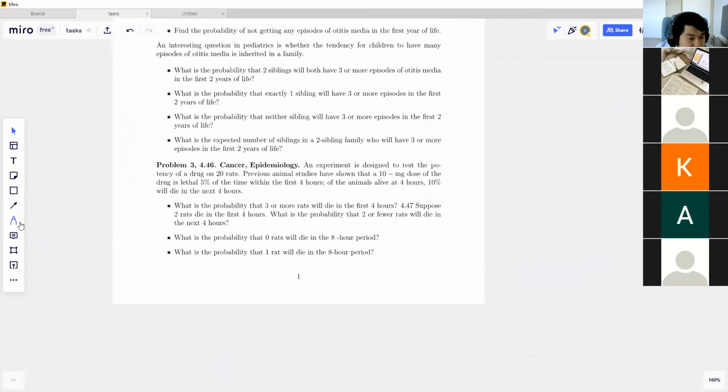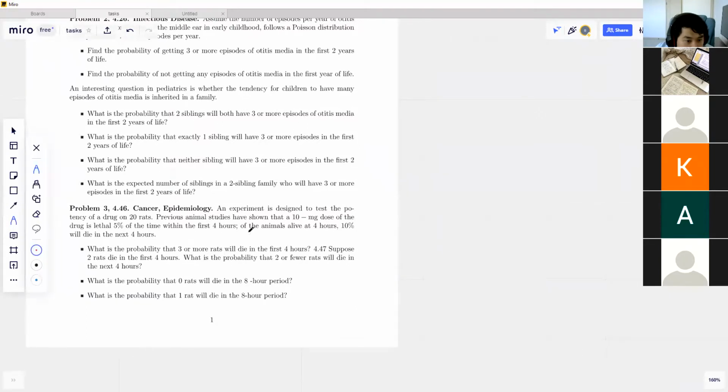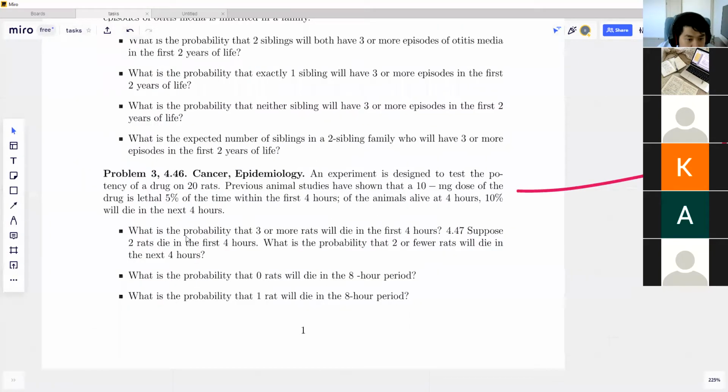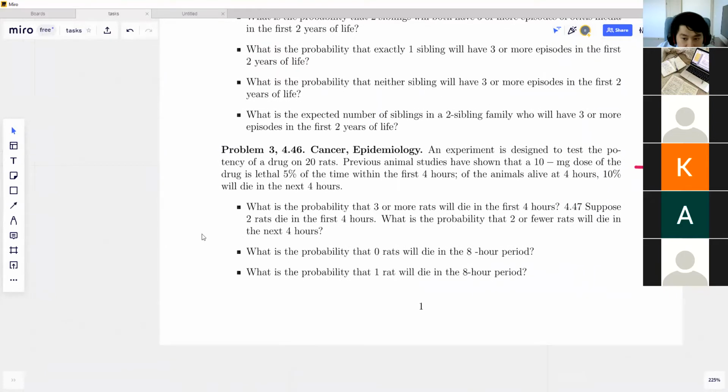An experiment is designed to test the potency of a drug on 20 rats. Previous animal studies have shown that a 10 milligram dose of the drug is lethal 5% of the time in the first 4 hours. Of the animals alive at 4 hours, 10% will die in the next 4 hours. Okay, what is the probability that 3 or more rats will die in the first 4 hours? Let's just solve this problem right away. What's the probability that 3 or more rats will die in the first 4 hours?